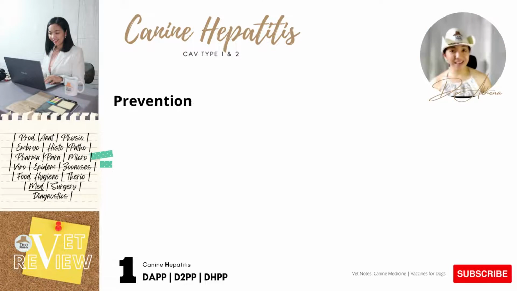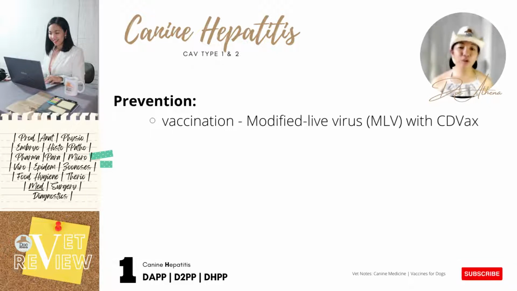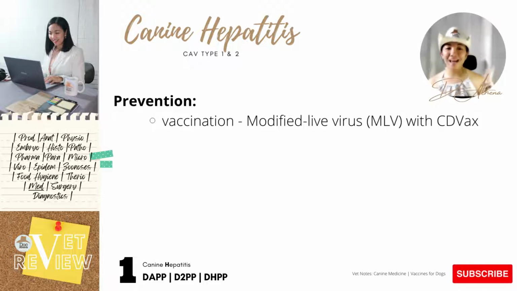So, can this be prevented? Yes, of course. Again, through vaccination. That's why this is one of the core vaccines in dogs. And usually the vaccine is an MLV or modified live vaccine. Again, in 4-in-1 vaccine, the DAPP or the D2PP, either is the adenovirus or the two pertaining to the two types of adenovirus, specifically causing the infectious canine hepatitis. So this is the CAV or canine adenovirus type 1 and type 2.